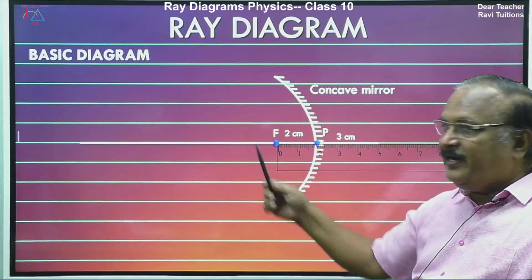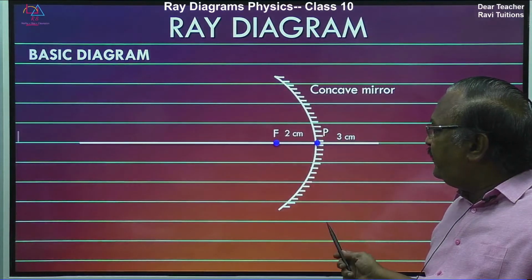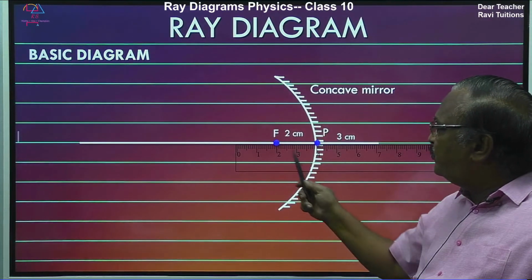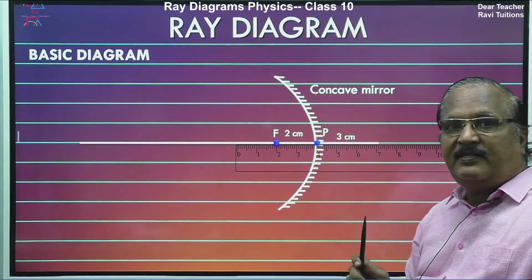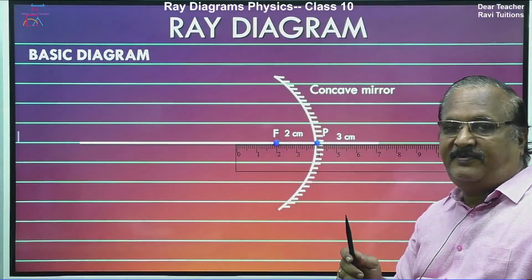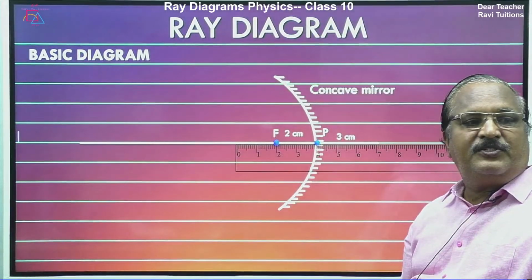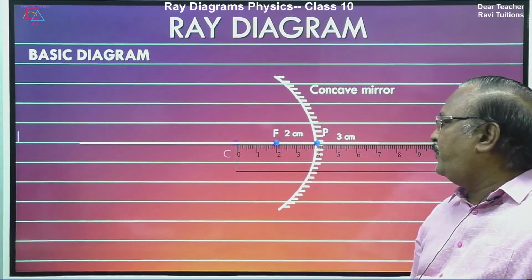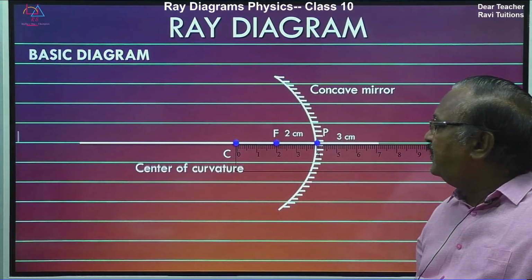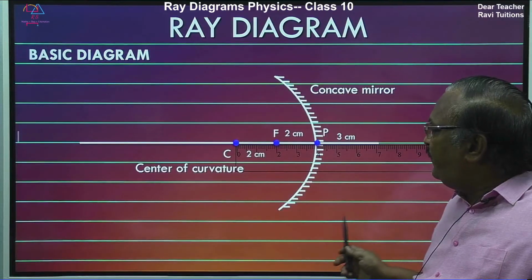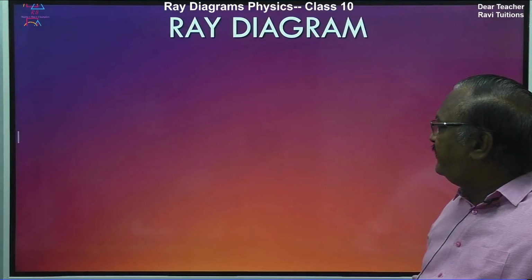So now you have to locate the center of curvature. The center of curvature again you take from here, 2 centimeters, because radius and focal length, the relation is half. Focal length is equal to half of the radius of curvature. So again you keep a point here, that is the center of curvature. Okay. Now we have got the center of curvature, focus, pole and the mirror.